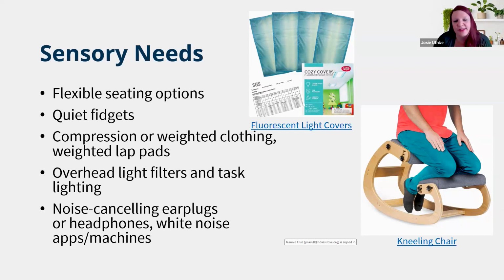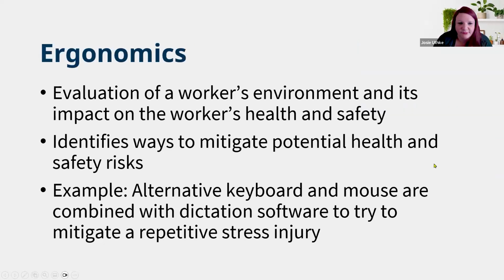Overhead light filters and task lighting. We talked about that a little bit with the fluorescent light covers, but there's different types of lighting that you can use in order to customize that for particular sensory needs. Noise canceling earplugs or headphones, white noise apps and machines. These are all some great examples of being able to set up some different accommodations for sensory needs.